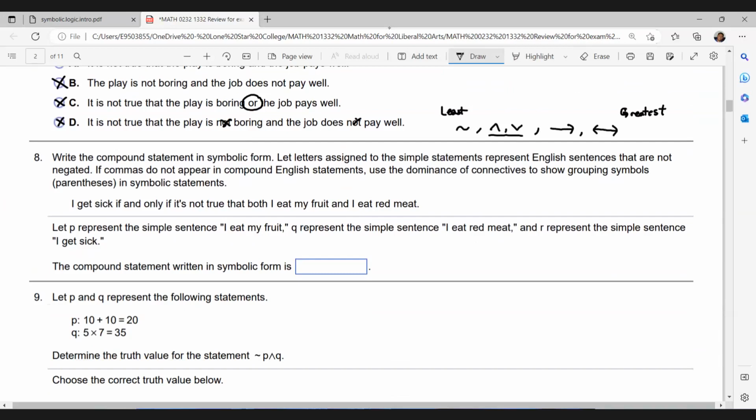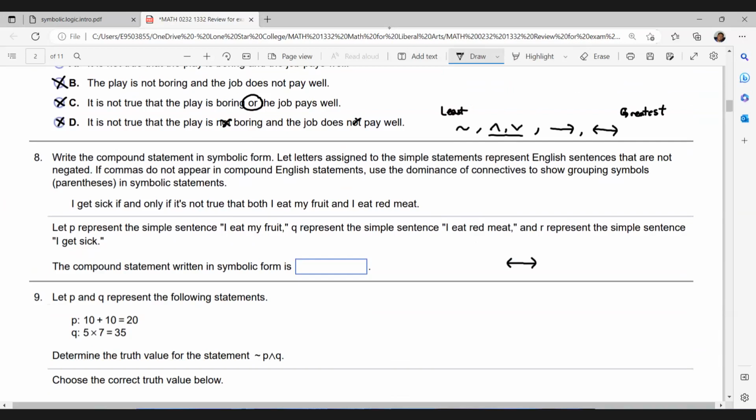I get sick if and only if it is not true that both I eat my fruit and I eat red meat. Okay. So I definitely see an if and only if. Okay, so this must be a biconditional statement because we see the words if and only if, therefore it takes dominance, and so therefore this will be a biconditional statement. Okay, so we're definitely going to see something that looks like that. There has to be something to the left and there has to be something to the right.